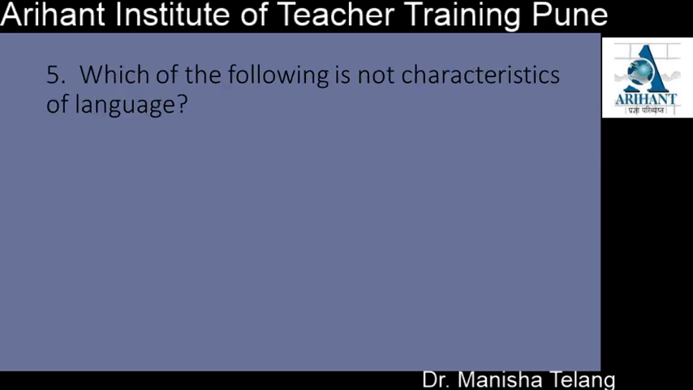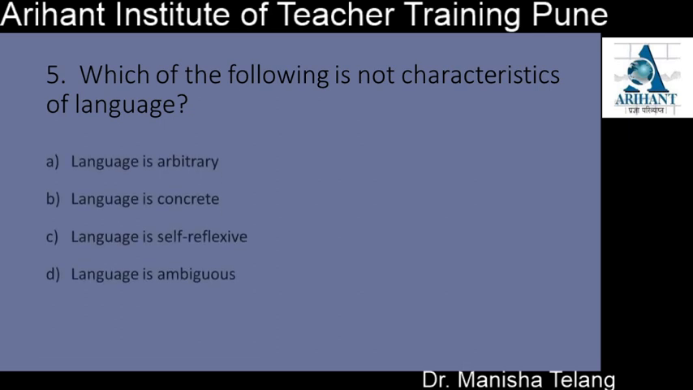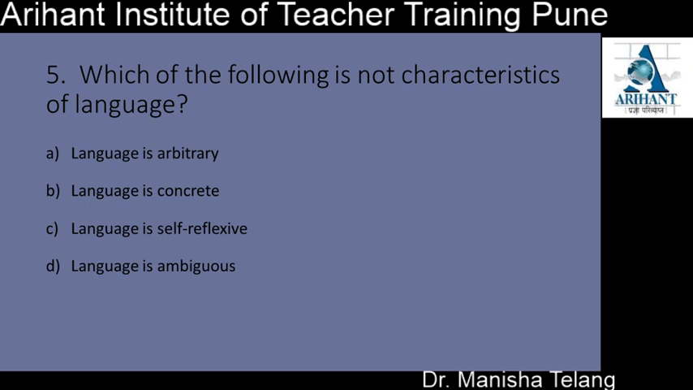Which of the following is not a characteristic of language? Options are: option A, language is arbitrary. Option B, language is concrete. Option C, language is self-reflexive. Option D, language is ambiguous. And the correct option is answer B, that is language is concrete.